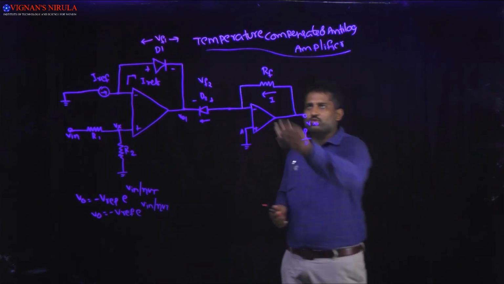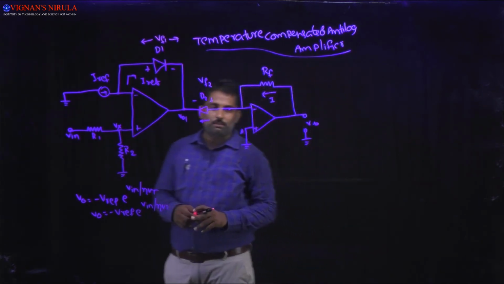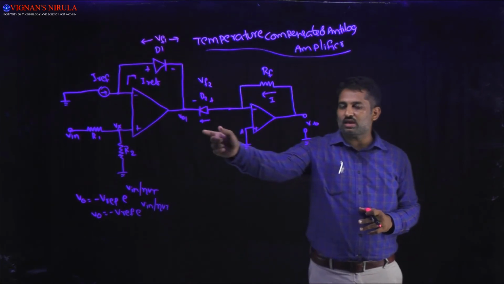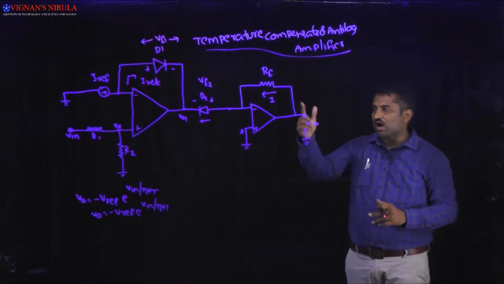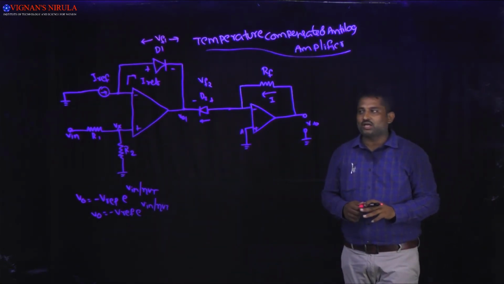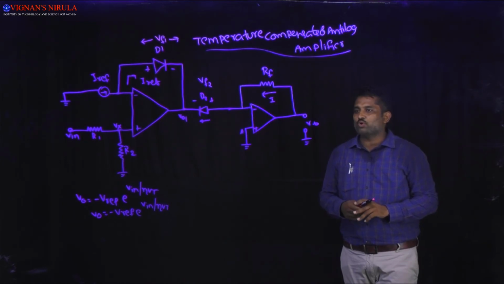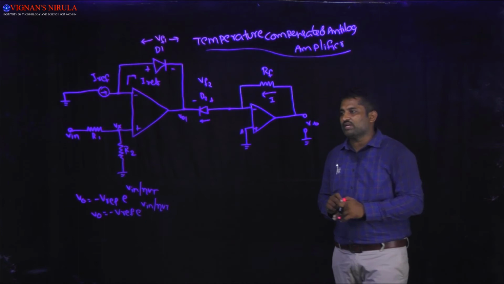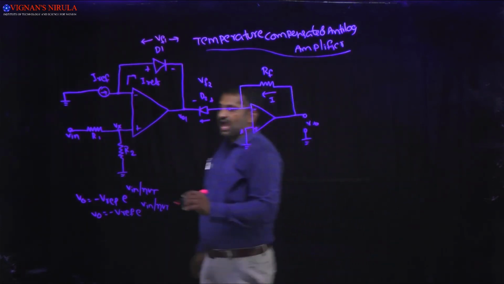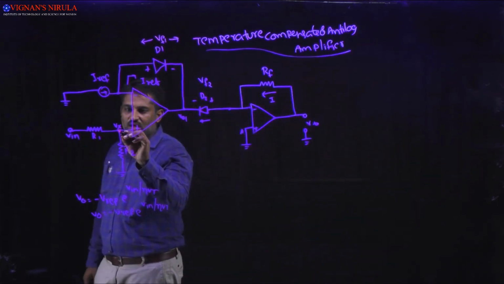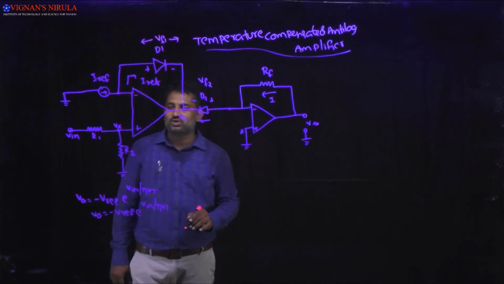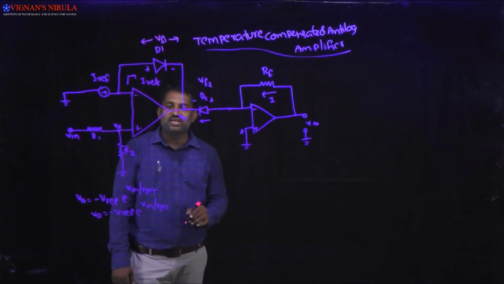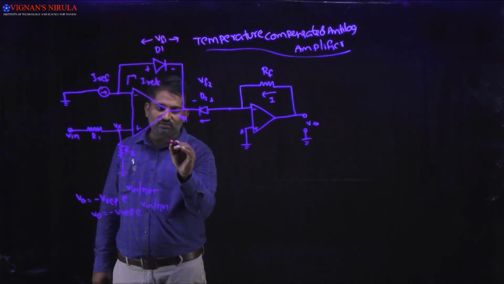Now I am going to explain the temperature compensated anti-logarithmic amplifier by using a matched transistor along with the anti-logarithmic amplifier. In this case, I am applying the input at the non-inverting terminal. So first we have to calculate the voltage at Vx, by using the voltage divider rule.